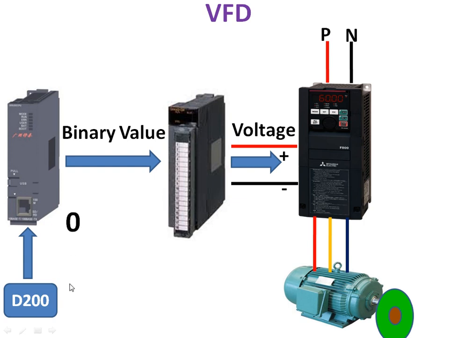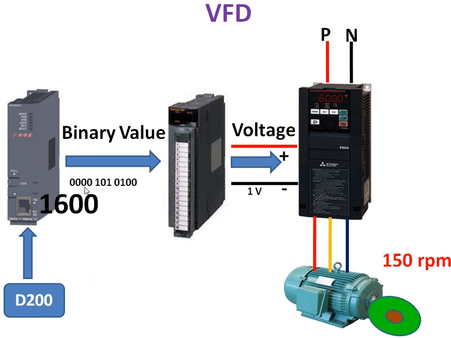Suppose I pass 0 in the data register D200. Your CPU will produce the equivalent binary of all zeros. This is your analog output module. It takes the binary value and converts it into the equivalent analog. So it will produce 0 volt. If I apply 0 volt to the VFD, the machine will run at 0 RPM, or it won't run. If I pass 1600, the equivalent binary will be created and sent to the analog output. The analog output will produce 1 volt.